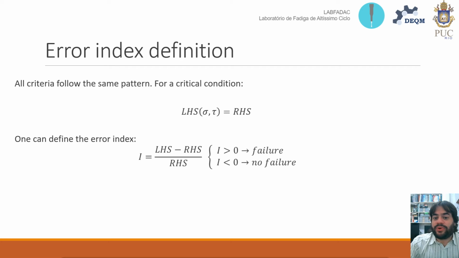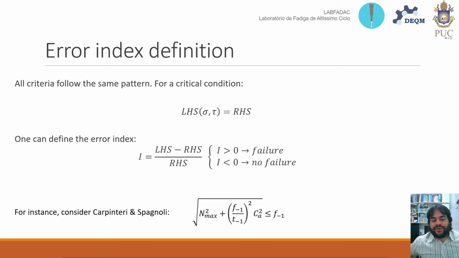It is important to point out that a negative error index means that the driving force to failure is less than the resistance limit, and therefore the criterion indicates that the material should resist. On the other hand, positive values of error index indicate that the material is expected to fail, and therefore this indicates a conservative behavior of the criterion.